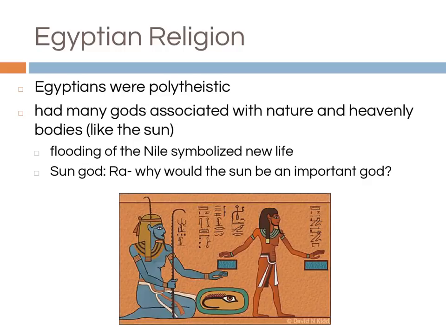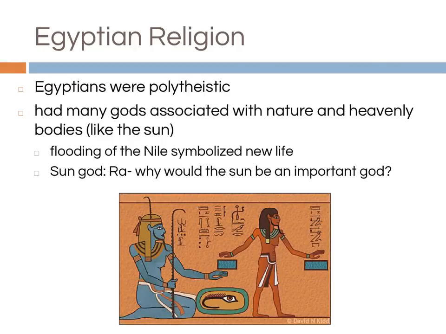So the Egyptians were also polytheistic. They had lots of gods associated with nature and heavenly bodies like the sun. The flooding of the Nile, unlike in Mesopotamia, was predictable. And so the Nile to the Egyptians symbolized new life. Another really important god was the sun god Ra.